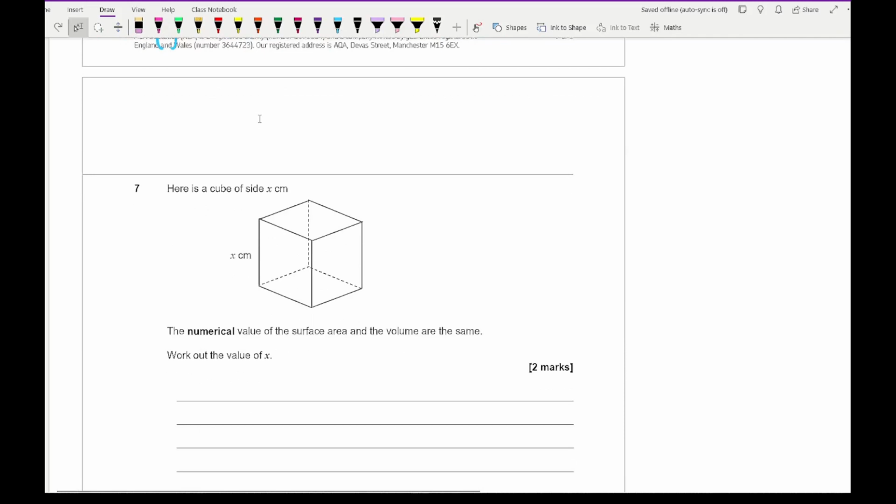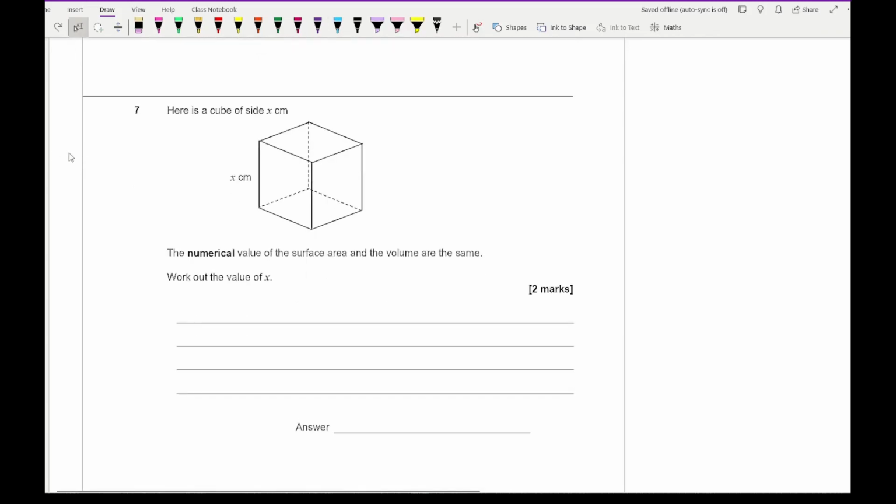Then moving on to our last question, it says here is a cube of size x centimeters. The numerical value of the surface area and the volume is the same. Work out the value of x. So here what you will need to do is look at the volume. And the volume of this, if all the sides are x, is going to be x cubed. And the surface area, well, the area of one face is going to be x squared, and we've got 6 faces, so that's going to be 6x squared.